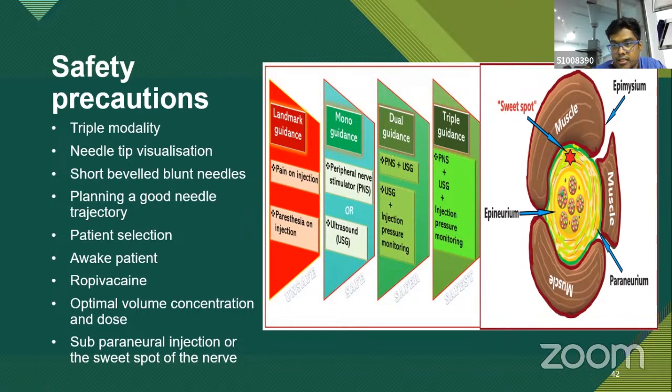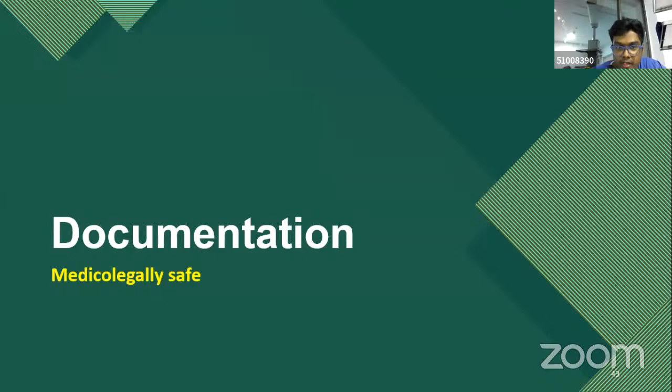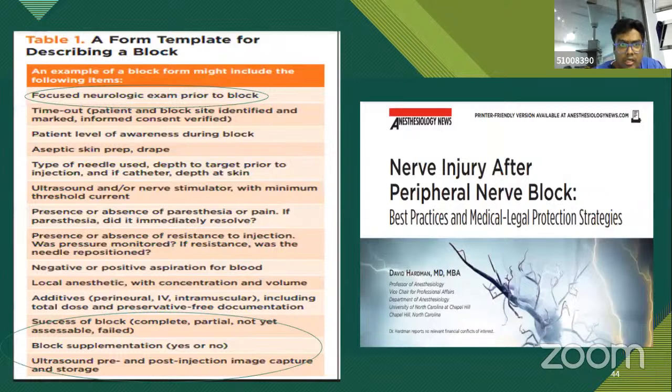So if you take the upper limb blocks, the prevertebral fascia, which forms the paraneural sheath, you can identify that and put the subparaneural injection, and we can be safe. Now, of course, documentation, which is very important for a safe practice, medico-legally safe.